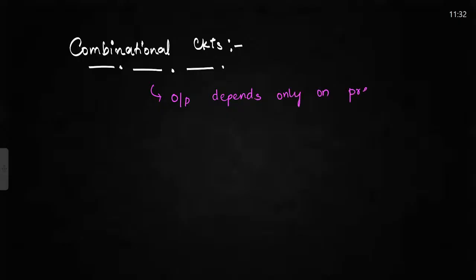combinational circuits. So what does combinational circuit mean? It means that the output depends only on the present input. It does not have any memory. No memory. It does not have feedback.